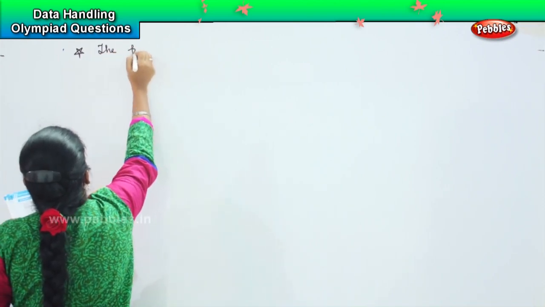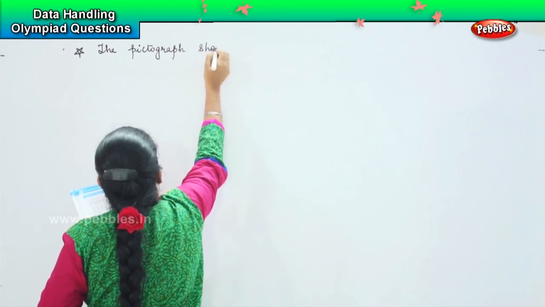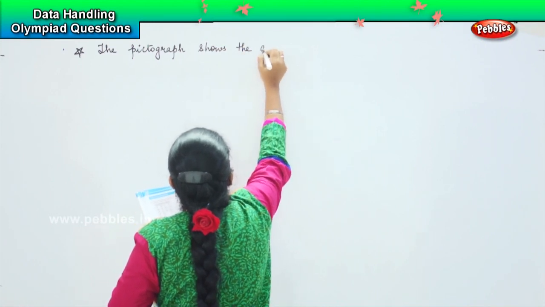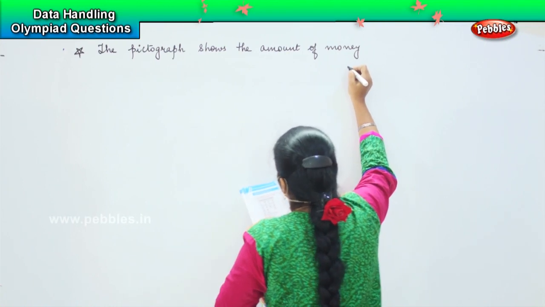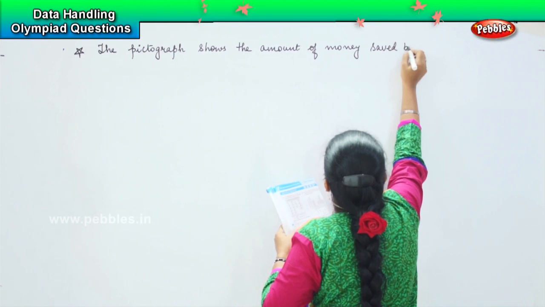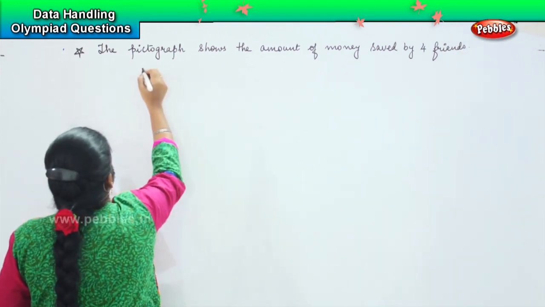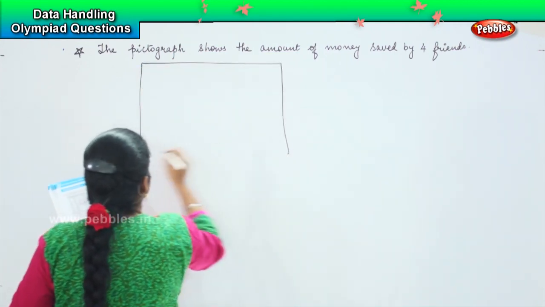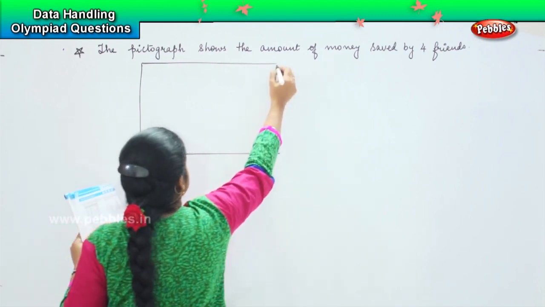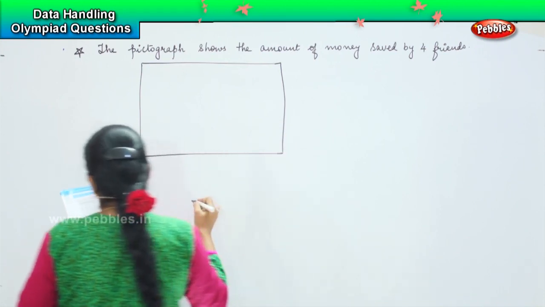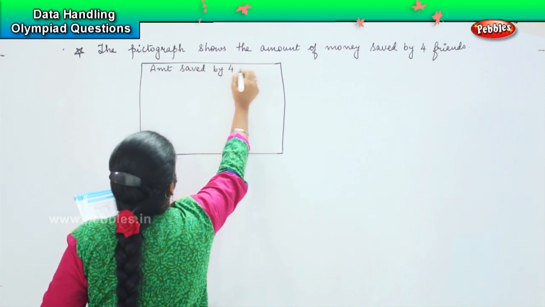The pictogram shows the amount of money saved by four friends. Okay, so here the pictogram is given. So this is the amount saved by four friends.